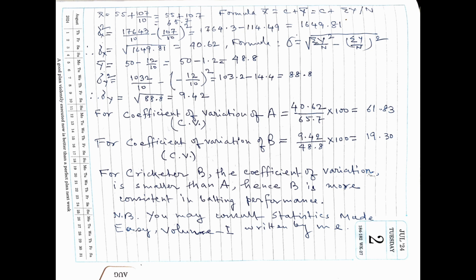The coefficient of variation of A, that is CV, is equal to 40.62 by 65.7 into 100, is equal to 61.83. The coefficient of variation of B is equal to 9.42 by 48.8 into 100, is equal to 19.30. For cricketer B, the coefficient of variation is smaller than A, which is 19.30, and the CV for cricketer A is 61.83. Hence, B is more consistent in batting performance.